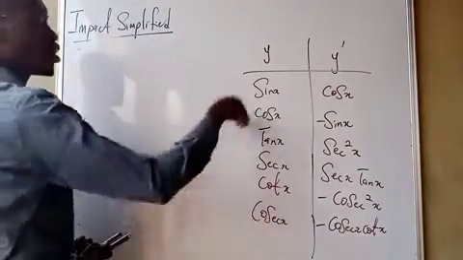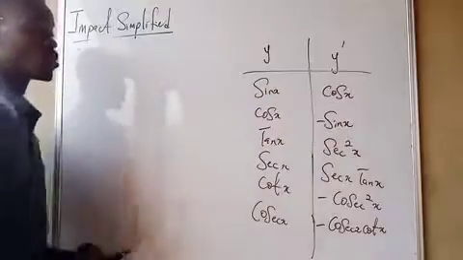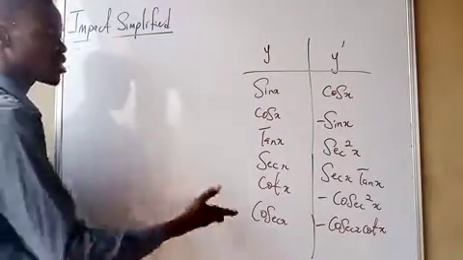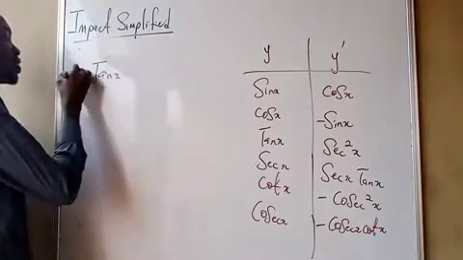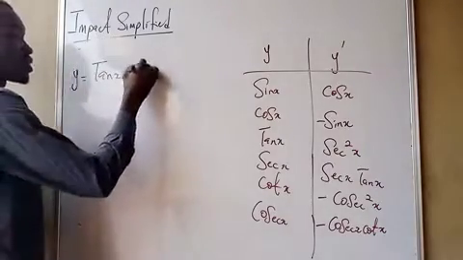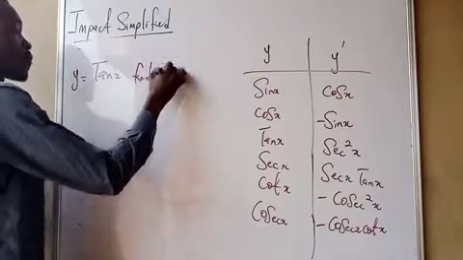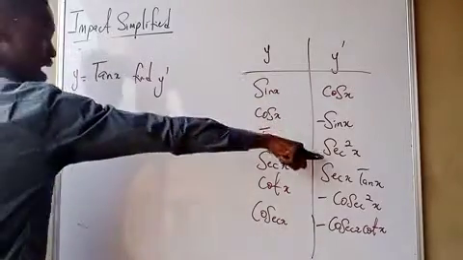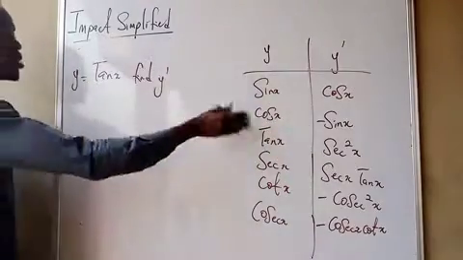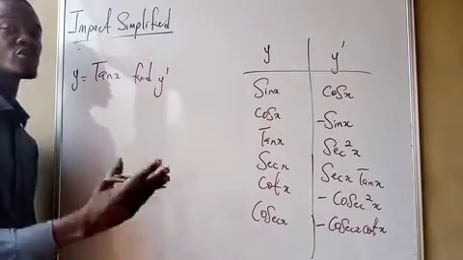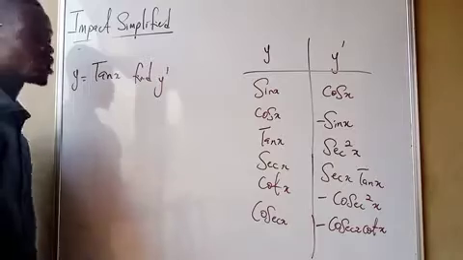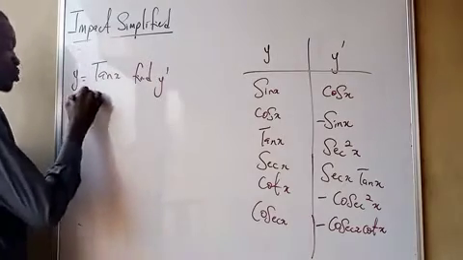If you want to derive all this, we can, but time might not permit us. For example, if you want to find the differential of tan x and arrive at sec squared x, all these differentials are gotten from a mixture of the product rule and quotient rule of trigonometric functions. And now let us solve this.